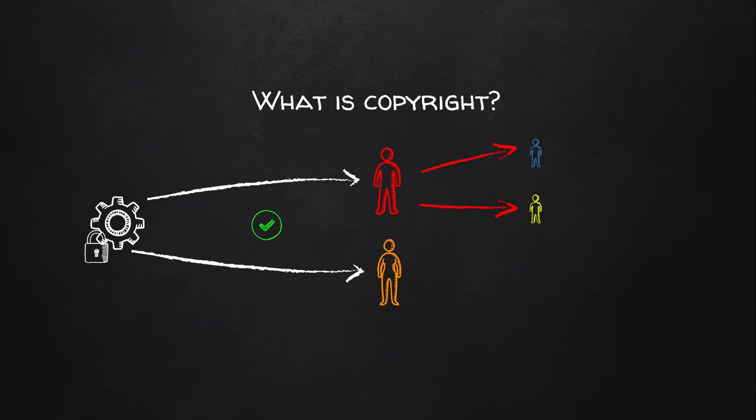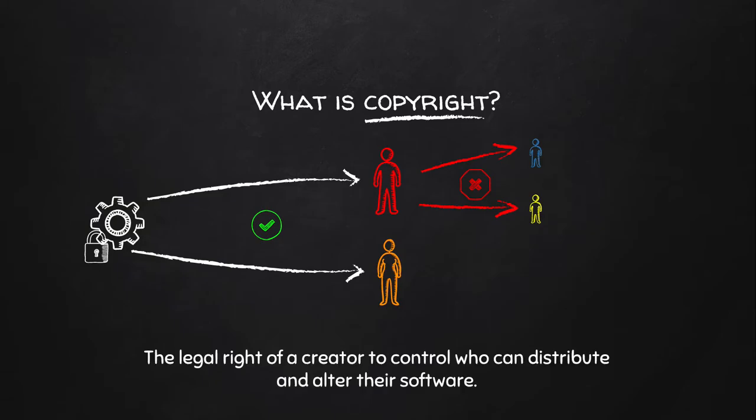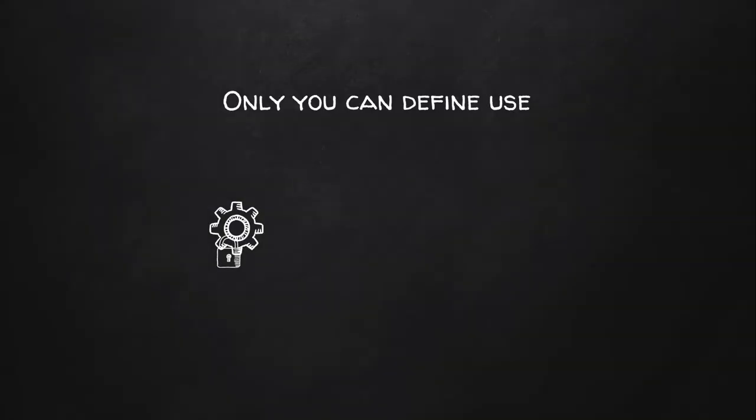So copyright protects your legal right to control who distributes and alters your software. Now that's great, and it may be useful in some cases, but in other cases in the world today, it may not be useful. Because what copyright also does is provide limitations, such as if your code is intrinsically copyrighted when you write it, only you get to define how it's going to be used.